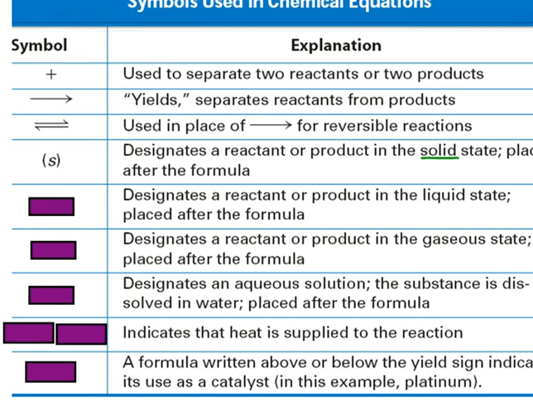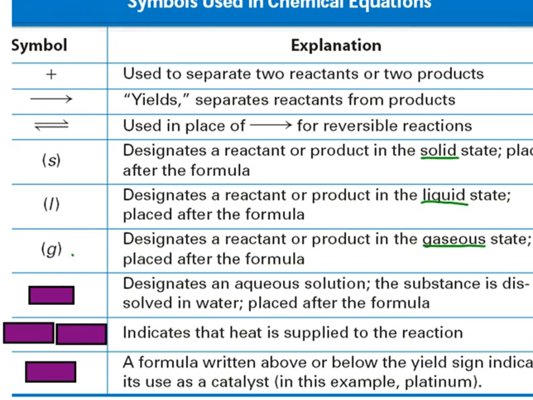If there is a reactant or product that is in the liquid state, we would use a lowercase l in parentheses as a subscript after that particular formula. So L for liquid. If the reactant or product is in the gaseous state, you probably guessed that this will be a G in parentheses as a subscript after the formula, so G for gas.